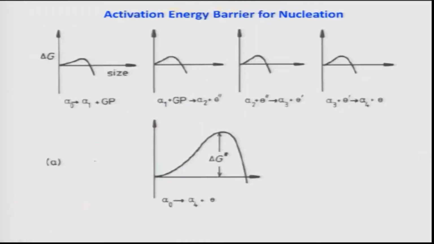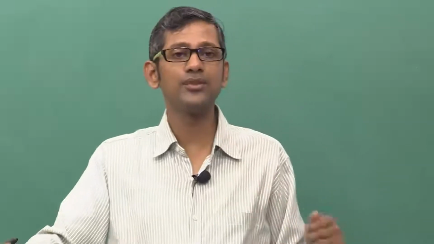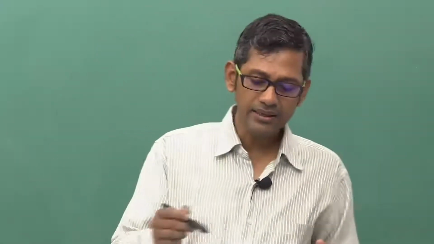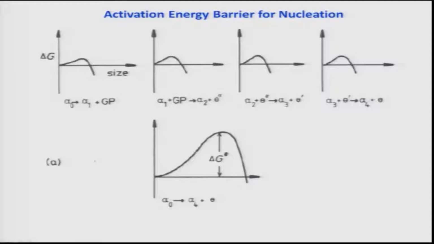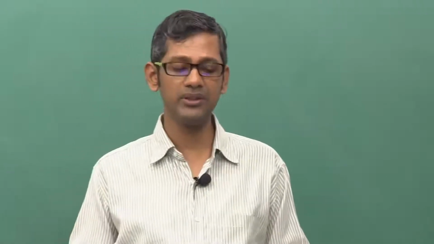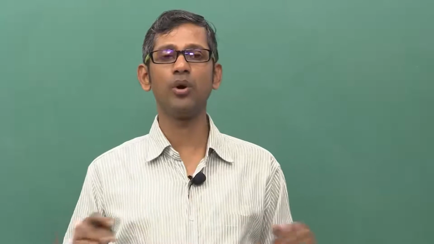Now how does the transformation actually happen? It basically happens because of a sequence of precipitations. Why does the sequence of precipitations take place? That I already discussed. That's mainly because of the activation energy barrier for nucleation as you go from GP zones to theta. Schematically, this slide shows you that. If you see, this is delta G as a function of size. GP zones are of a very small size, right? They are very, very small. And they are basically sheets of copper layers on the aluminum alpha phase.